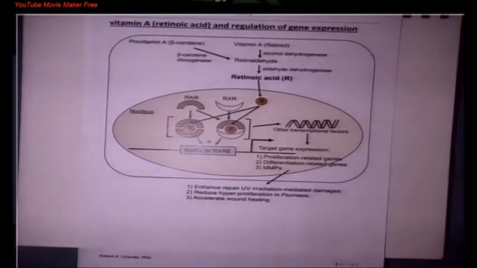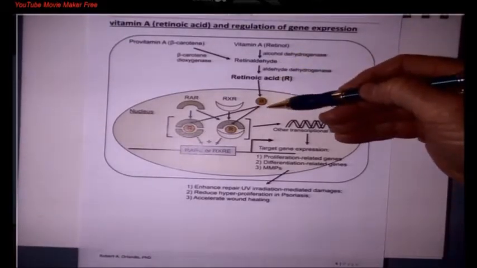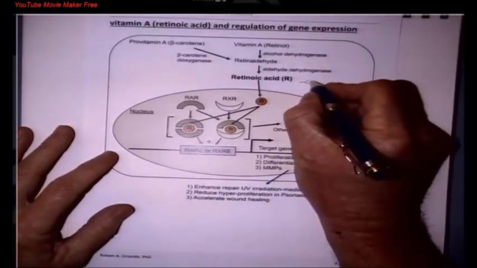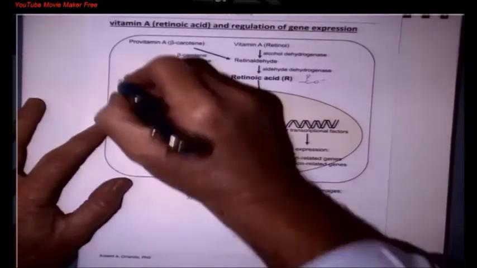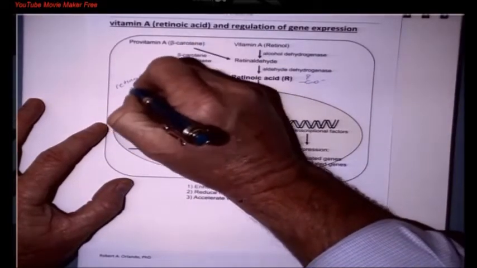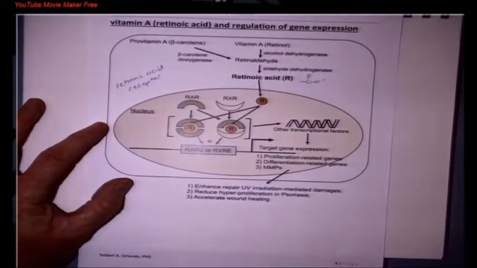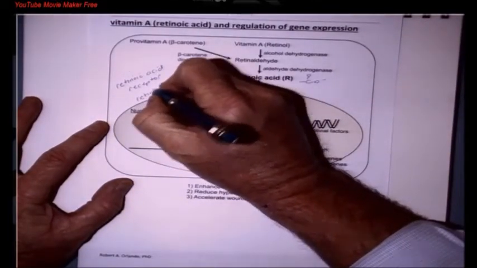So we've got our retinol being converted into aldehyde and then retinoic acid inside our cell. Here's the nucleus, with the retinoic acid going into the nucleus. And retinoic acid is going to serve as a binding factor, a cofactor for a transcription factor. So RAR is the retinoic acid receptor. RXR is the retinoic X receptor.